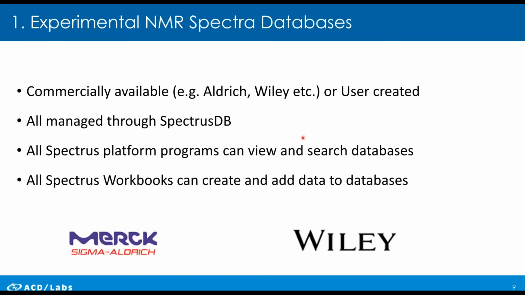Let's talk about the experimental NMR spectra databases. You can have either commercially available databases, such as, for example, from Aldrich or from Wiley, or you can have user-created ones, that is ones that you create with your own data. All these databases are managed through Spectrus DB. So Spectrus DB is the software that allows you to view and scroll through the databases. And all Spectrus platform programs can view and search these databases. So even if you have our lowest entry-level product, Spectrus Processor, you can still view and search our databases.